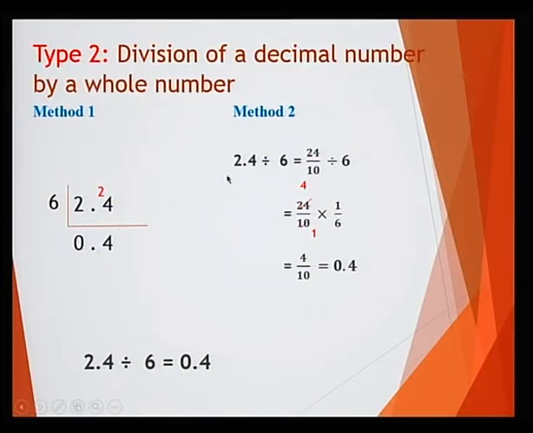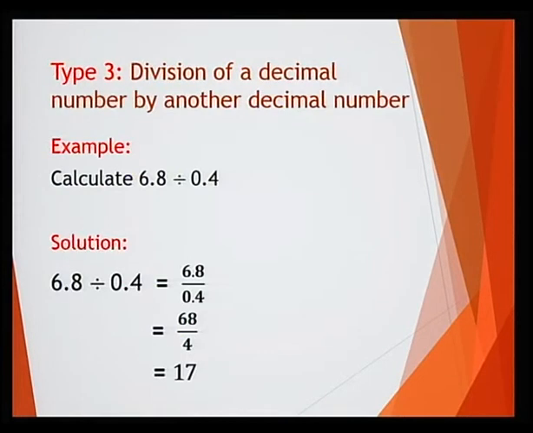The second method, 2.4 is in fact 24 over 10. So 24 over 10 divided by 6. Now you have learned in fractions, division of fractions. So here, instead of dividing by 6, I have to multiply by 1 over 6. And then I simplify and I get 4 over 10. And 4 over 10 can be written as 0.4. You can see that both methods give you 0.4. It is up to you to decide which method you want to use.